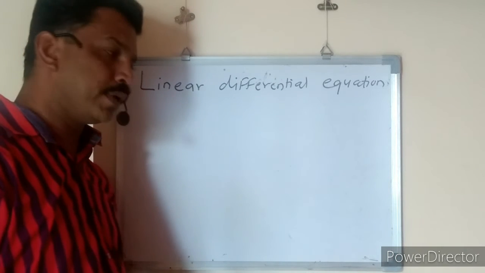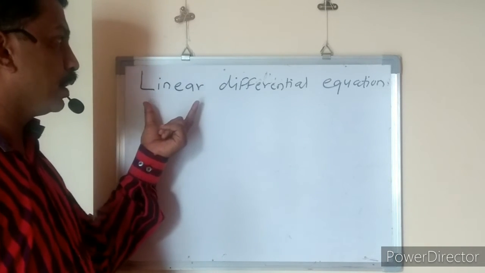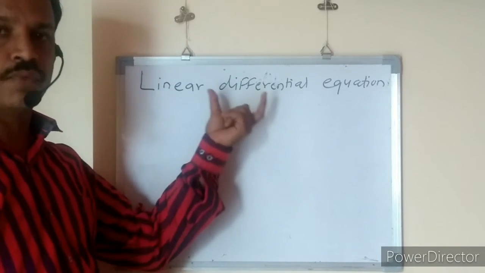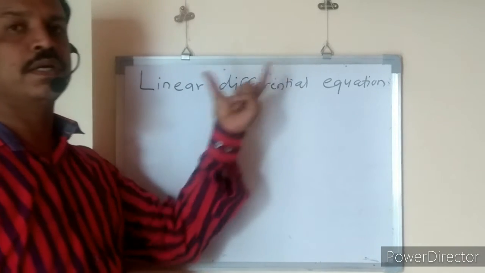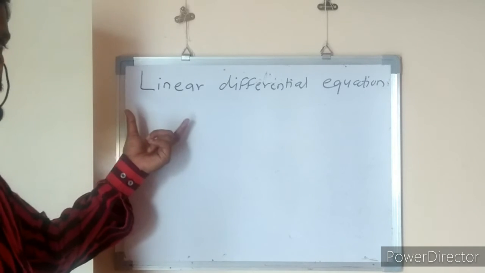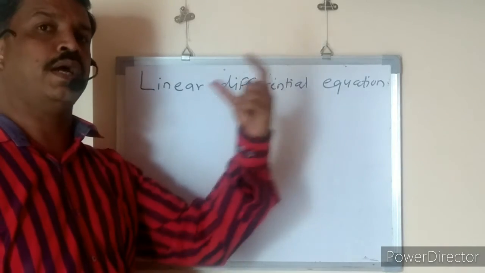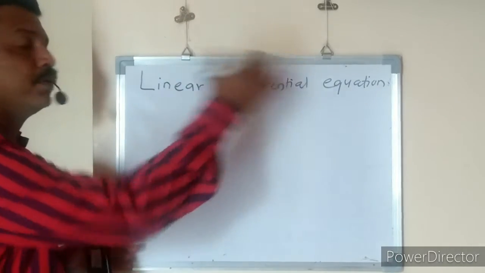Hello friends, now we see the next part, linear differential equation. A differential equation is said to be linear if the dependent variable contains only the first power; such type of equation is known as a linear differential equation. Now what is the linear differential equation? We can first take one example, and by the example we can easily understand what a linear differential equation is.